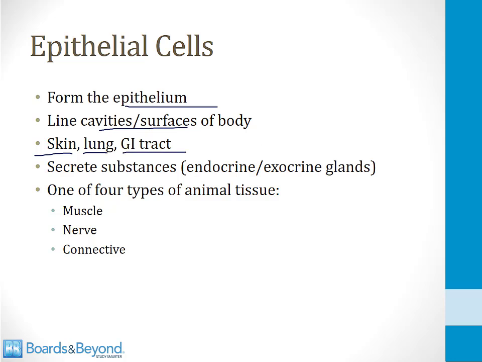These cells also secrete substances. In some cases, they form the endocrine and exocrine glands of the body. And they're one type of the four major types of animal tissue. One type is the epithelium. The other three types are muscle tissue, nerve tissue, and connective tissue.